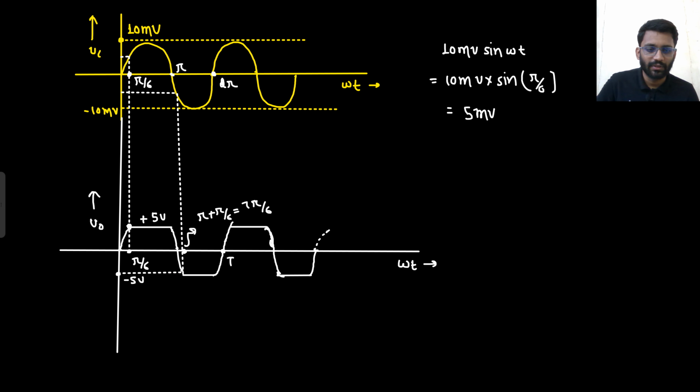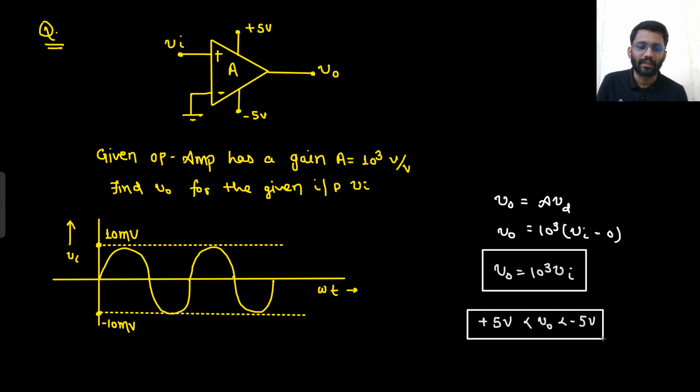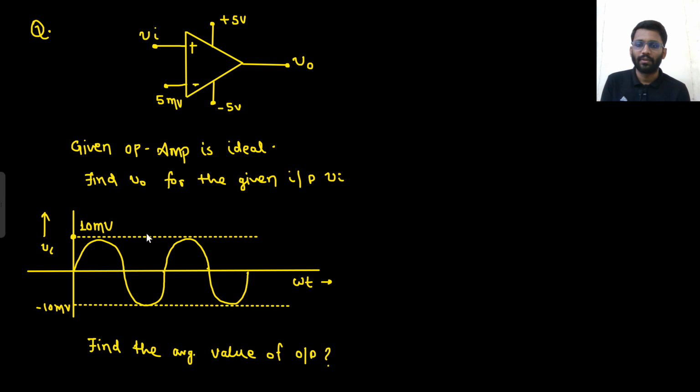So let's see more questions now. Here I will write V naught is equal to 10 to the power 3 V in, but V naught will be between plus 5 to minus 5 only, because there is a certain saturation voltage given, that is between plus 5 to minus 5. So the maximum value it can attain is plus 5 only. I hope it is clear to you. Let's see the next question.